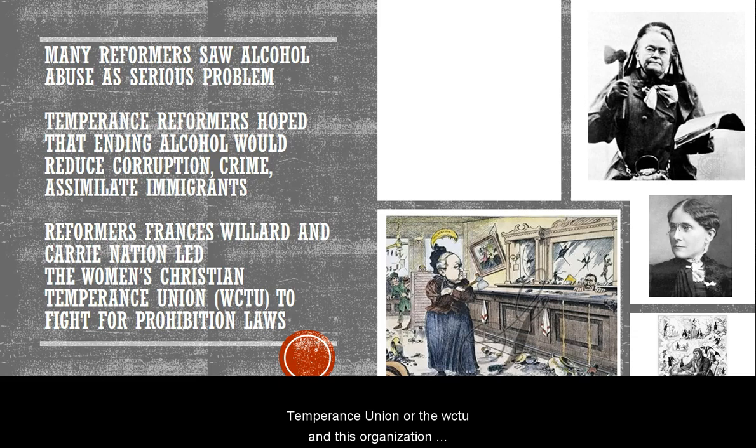These two ladies led the Women's Christian Temperance Union, or the WCTU, and this organization fought for prohibition laws. And prohibition simply means a ban on alcohol. So in this concept, temperance and prohibition are two words that basically mean refraining from drinking alcohol or banning of drinking alcohol. So anytime you see temperance or prohibition, it means a ban on alcohol.